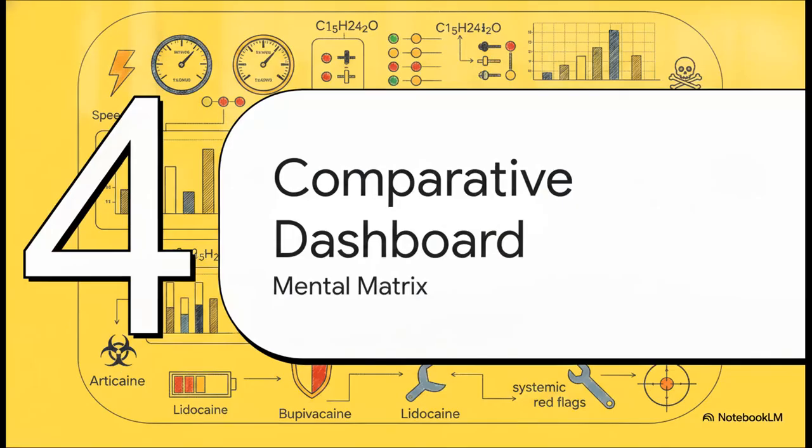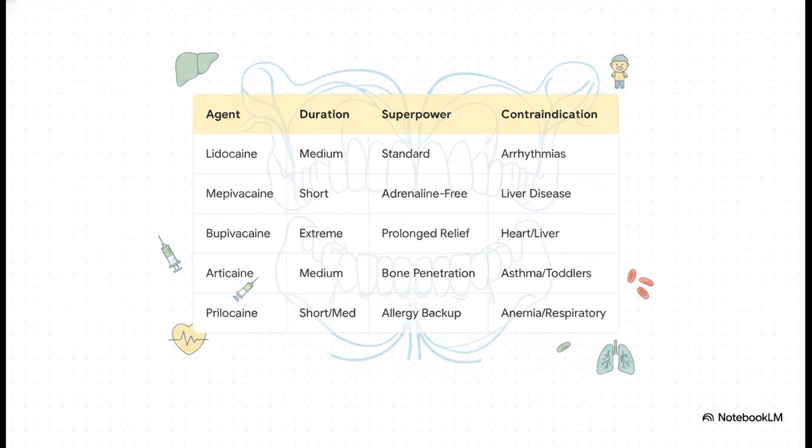Moving on to Part 4, the comparative dashboard. Let's take a breath and just let all that sink in. We've just covered a massive amount of pharmacological data. 5 distinct clinical profiles, 5 unique superpowers, and quite literally a minefield of systemic red flags. To make this actually usable when the tension in the clinic is real, let's lock this in systematically using a mental matrix. Look at how they all align.